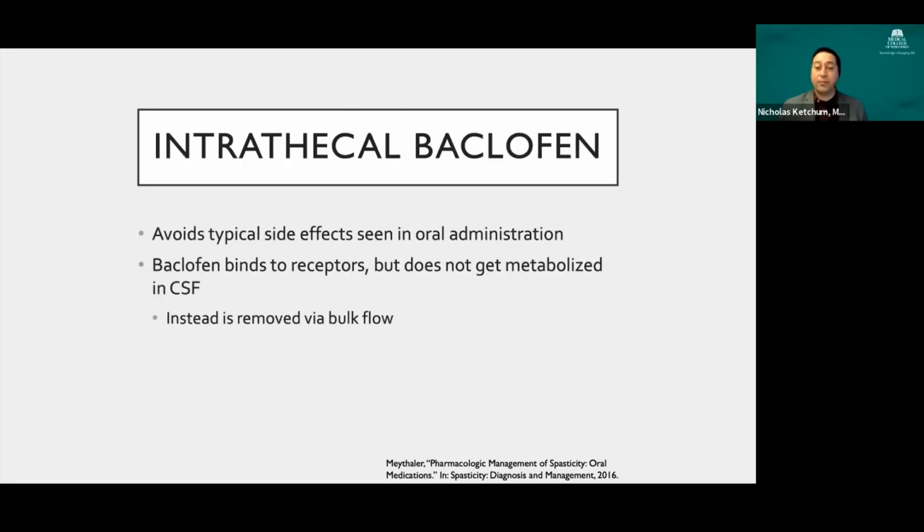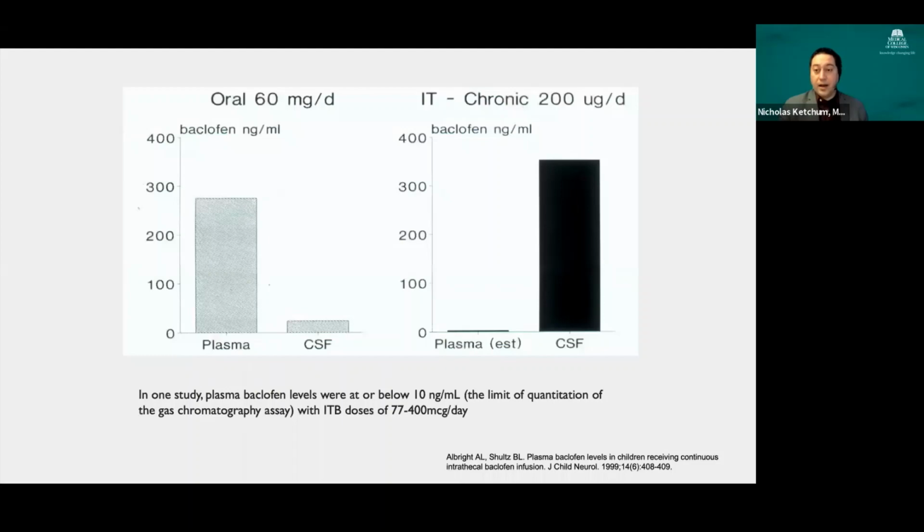So, intrathecal baclofen: putting the baclofen directly into the spinal fluid. This avoids the typical side effects seen in oral administration at most doses. The baclofen binds to these GABA receptors in the dorsal horn of the spinal cord, but it doesn't get metabolized in the CSF, and so it's removed via the lymphatics in bulk flow. And by delivering it straight to the CSF, a very general rule of thumb is we like to tell our patients we can get 100 times the effectiveness, getting the medication where it needs to go, at 100th of the dose.